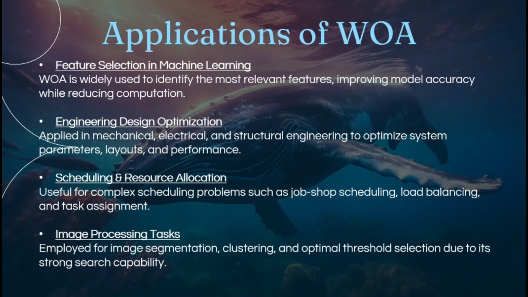Now let's see what are the applications of the whale optimization algorithm. The first is feature selection in machine learning. Selecting the most relevant features improves accuracy and reduces computation. Second, we see engineering design optimization, used across mechanical, electrical and structural fields for parameter optimization. The third is scheduling and resource allocation. It helps solve hard problems such as job scheduling and load balancing. The fourth is image processing, useful for segmentation, clustering, and threshold optimization.